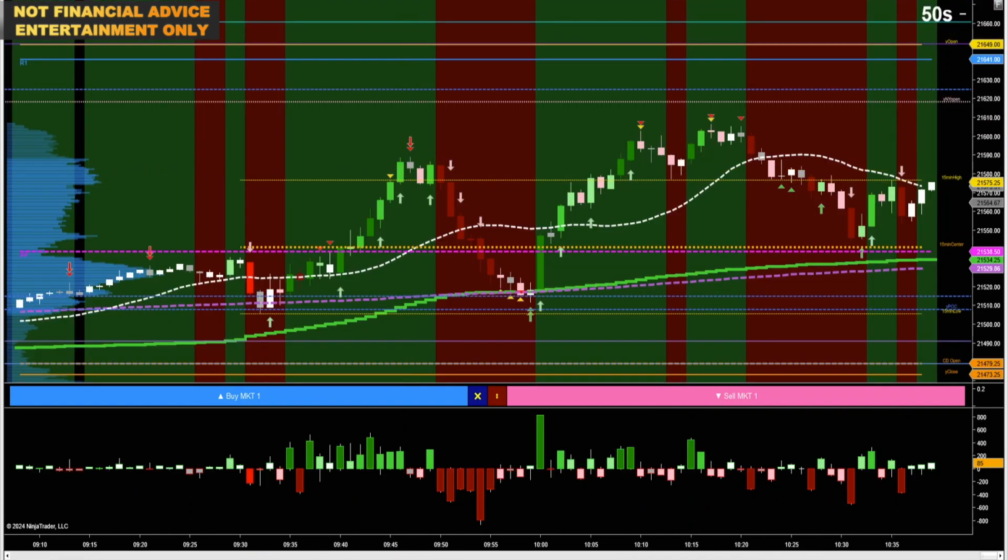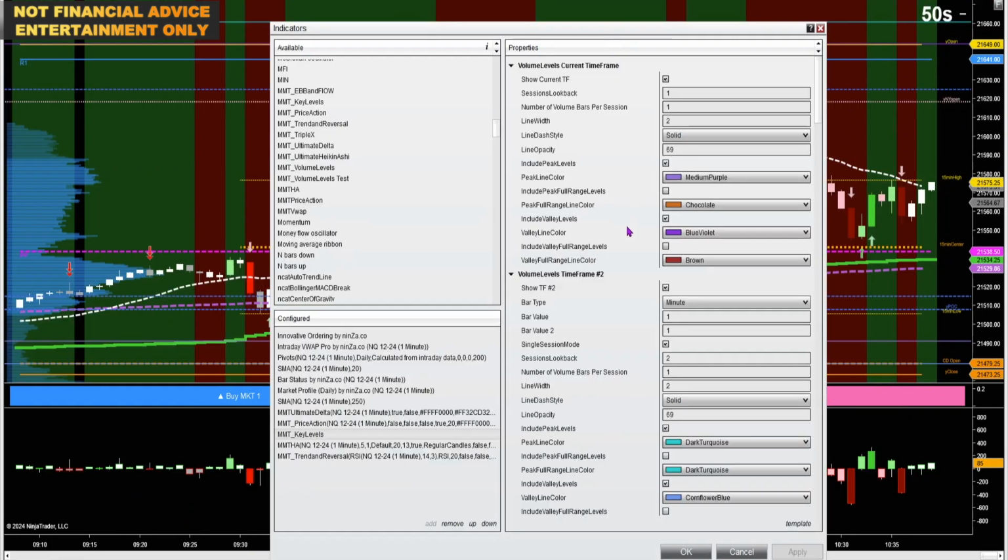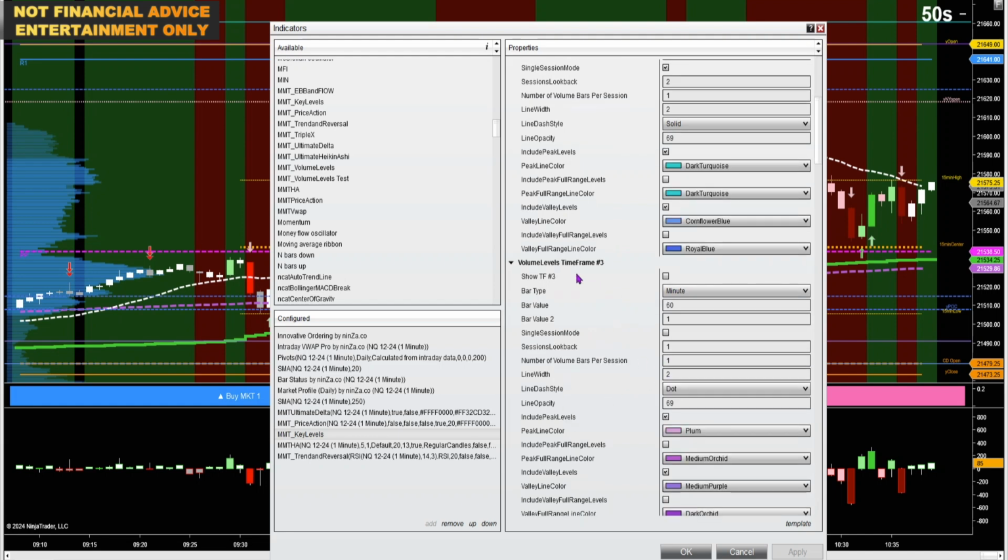But the way I have the key levels indicator set up, I can still have levels from the delta bars. So right now I have the 1 minute volume levels for the previous session. And then I also have the 1 minute volume levels from 2 sessions ago. But I could also activate the volume levels for time frame number 3. I can choose the MMT delta bars. I can choose my trend of 100 and reversal of 300. I can have it look back 2 different sessions, and I can get the same levels on my 1 minute chart that we just saw on the delta bars chart.